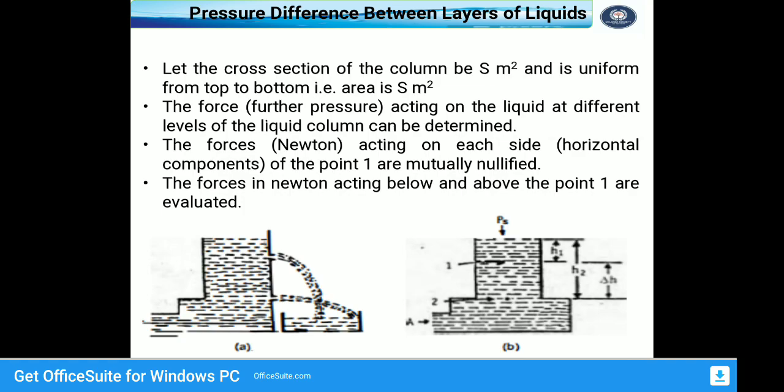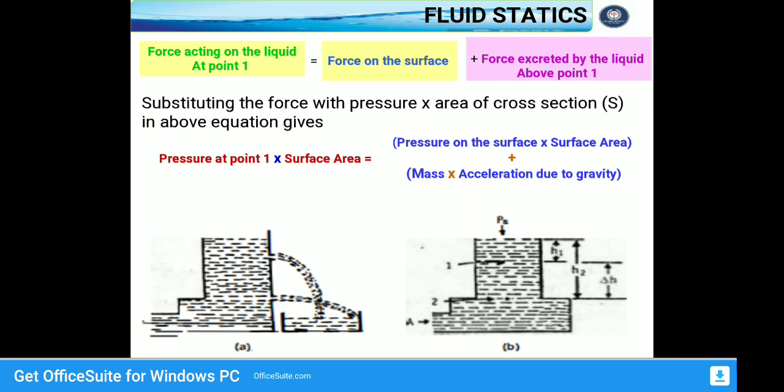The force which is acting on the liquid at different levels of the liquid column can be determined. The force expressed in Newton is acting on each side. Here we are going to consider that the horizontal components at point 1 are mutually nullified. The forces in Newton acting below and above point 1 are evaluated. To find the pressure at point 1 and at point 2, we need to explain a mathematical expression.